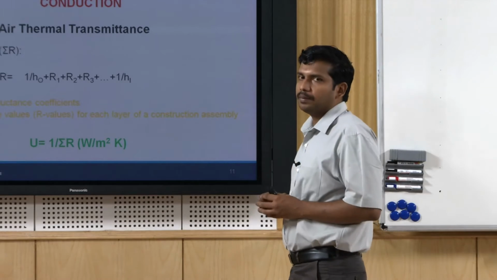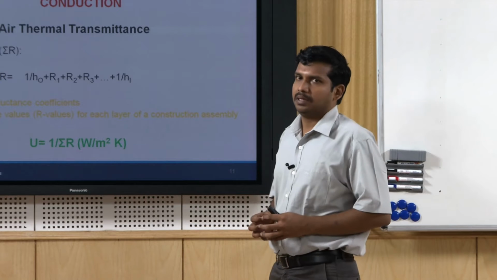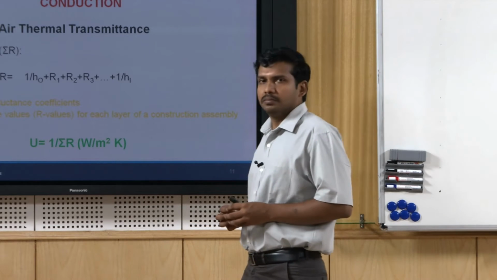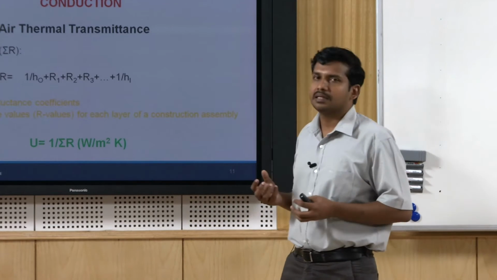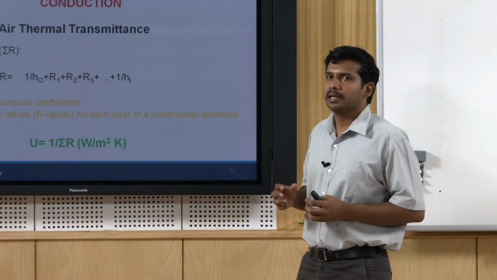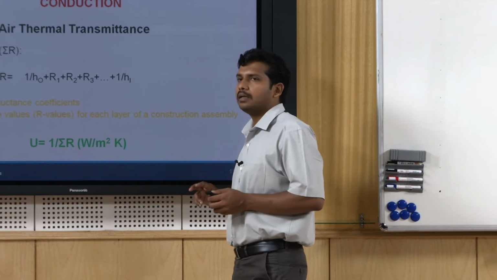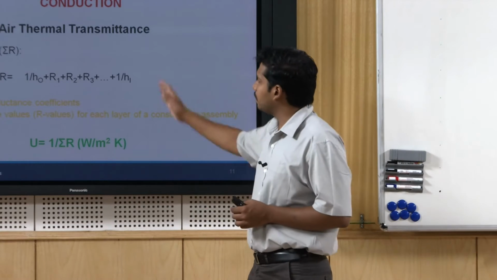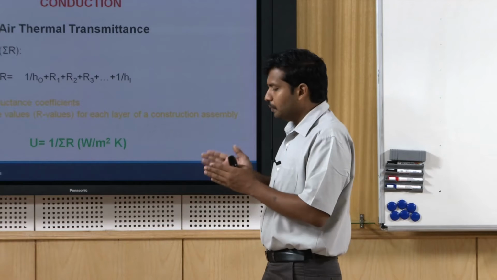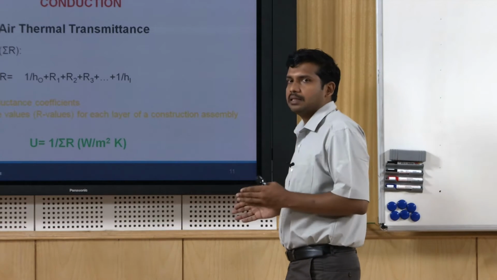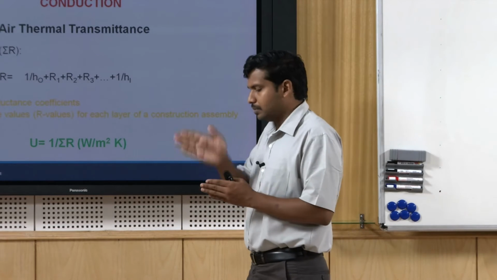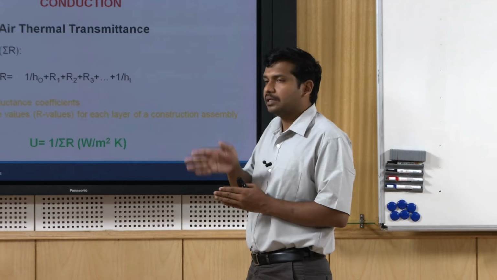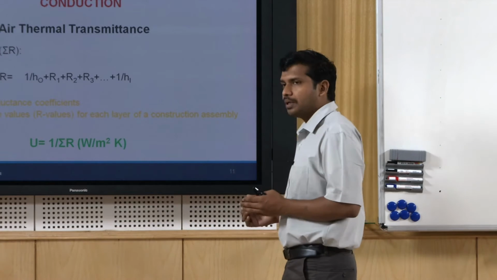The next important parameter, or the most commonly used parameter term, is the U value. U value typically is referred to as thermal transmittance, but more precisely it is air to air thermal transmittance. So you have a wall surface. If you carefully look at the cross section, what are all the cross sectional elements through which heat is going to get transferred?